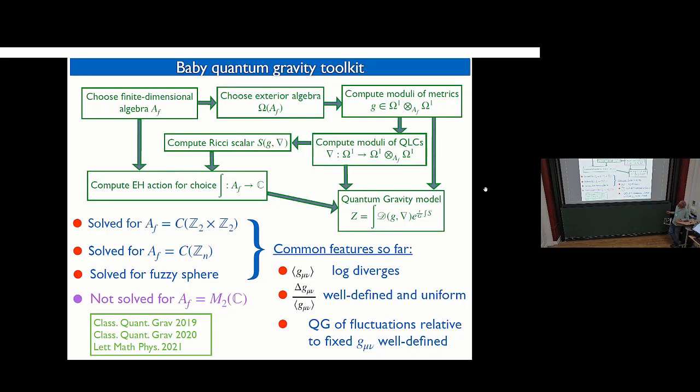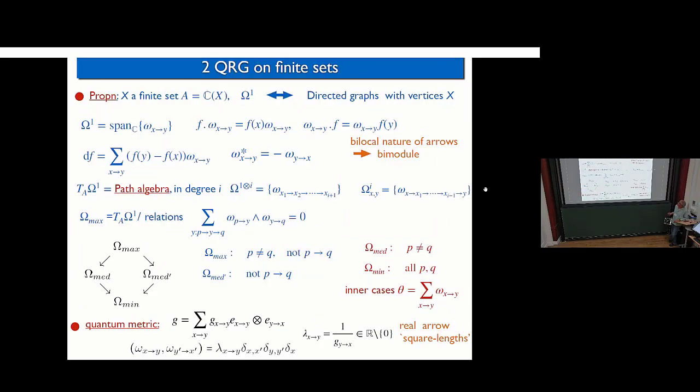Now it hasn't been solved, for example, for 2x2 matrices, and that's because the moduli space is quite large. It's seven-dimensional. Basically any 2x2 invertible matrix will give you a metric, but then there's a four-dimensional parameter of QLCs, so quantum Levi-Civita connections. So the seven-dimensional moduli space is quite hard to integrate over. But it's doable.